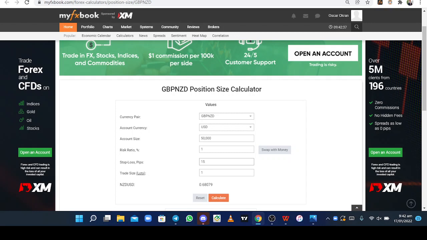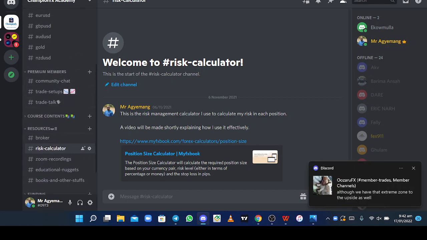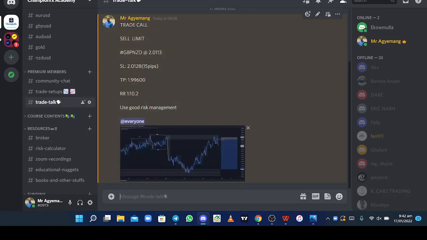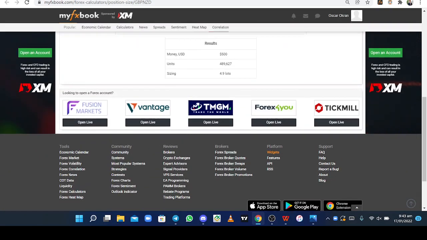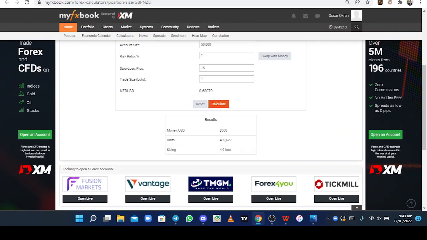For the trade size, maintain the one. So we have our currency pair, our account currency, our account size, the risk ratio, and the stop loss in pips. When you go to the trade talk area, we had our stop loss at 15 pips from this particular entry. So you input 15 pips, and when you click on calculate, it will give you the exact lot size you are supposed to use.